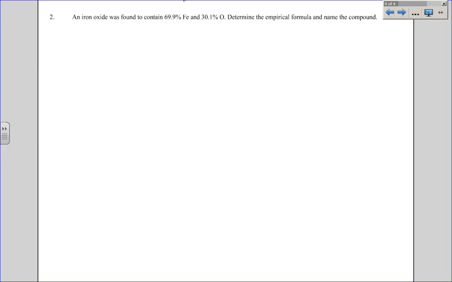Let's look at another example. We've got an iron oxide, so we know it contains iron and oxygen, and it contains 69.9% iron and 30.1% oxygen. We want to determine the empirical formula. So anytime we want to determine the empirical formula, we're going to set up our chart. So we've got element, mass, moles, and ratio.